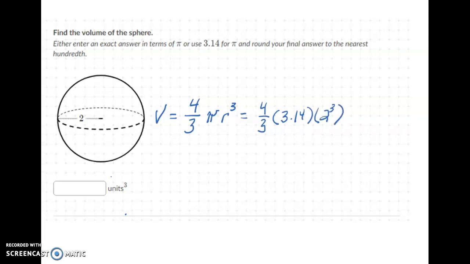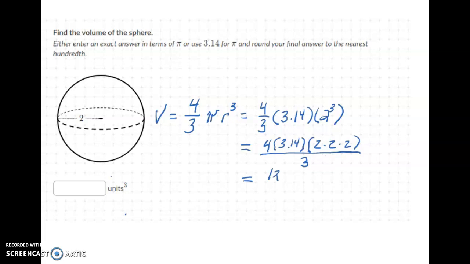Now, 3.14 can be written as a fraction. It would be 3.14 over 1, and 2 cubed can be written as a fraction, 2 cubed over 1. And since when we multiply fractions, we multiply the numerators together and then the denominators, we can rewrite this problem as 4 times 3.14 times 2 times 2 times 2, 2 cubed, over 3 times 1, which is 3.